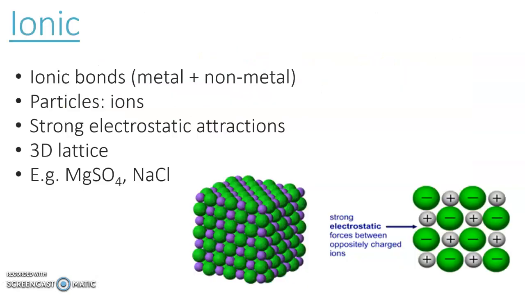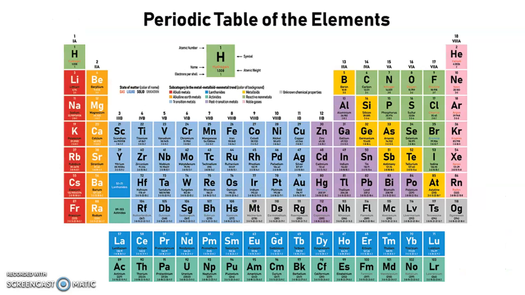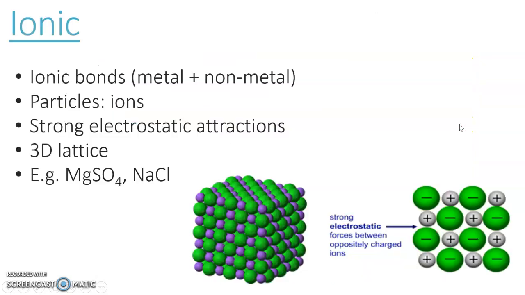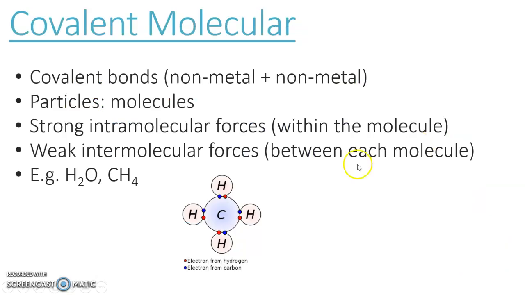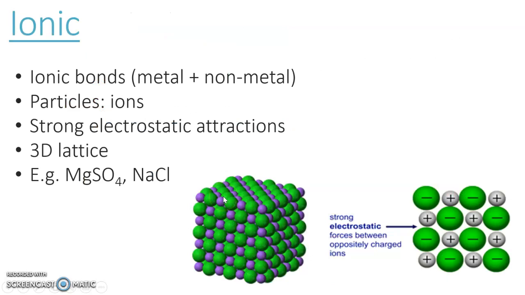Ionic bonding occurs between metals and non-metals. So that is between these elements on the left-hand side of the periodic table and these elements on the right-hand side of the periodic table. Not the pink ones; they don't bond because they already have a full valence shell. If I go back to covalent bonding, what we have here is sharing of electrons. Ionic bonding involves a transfer of electrons.